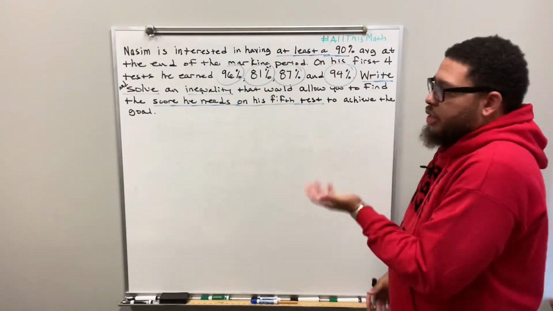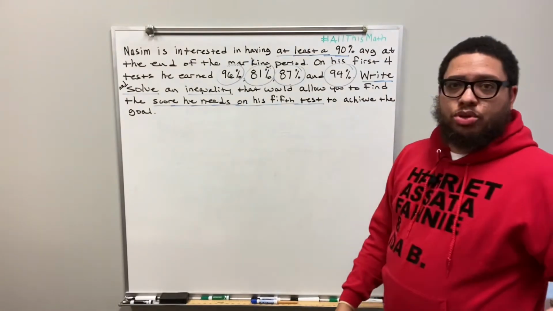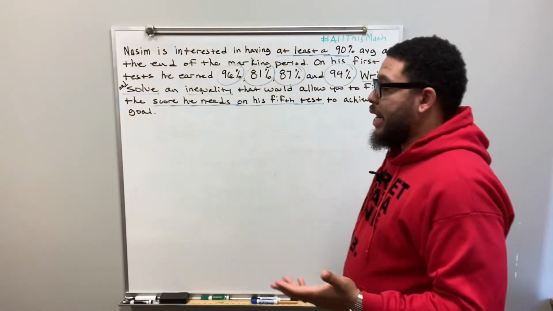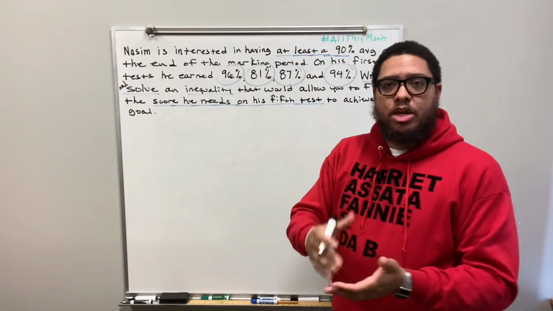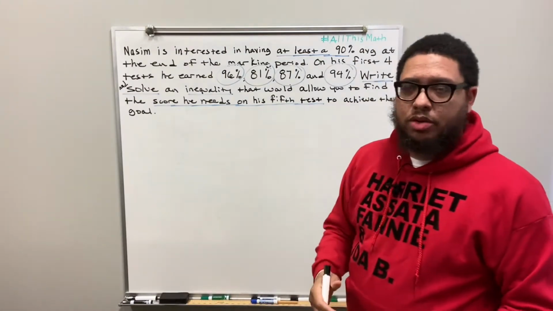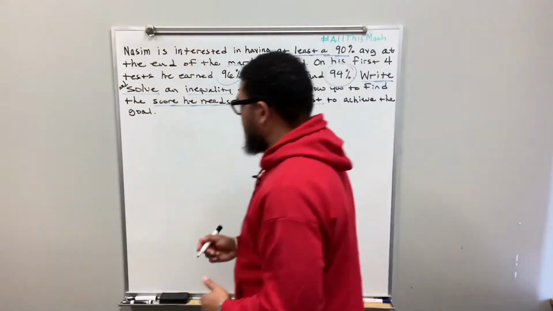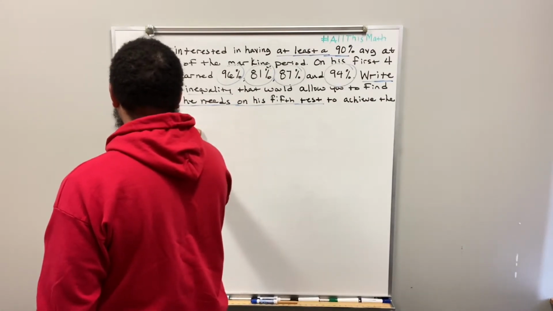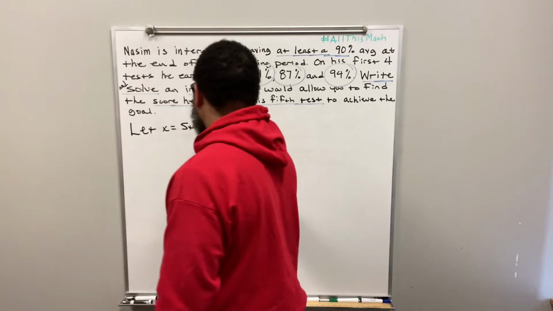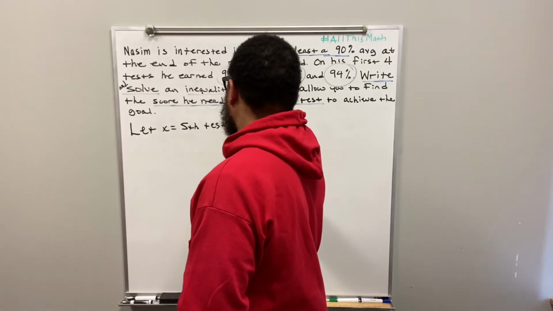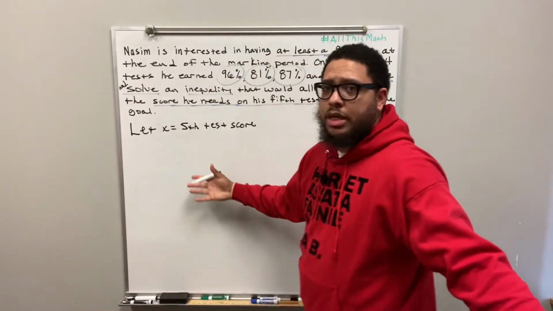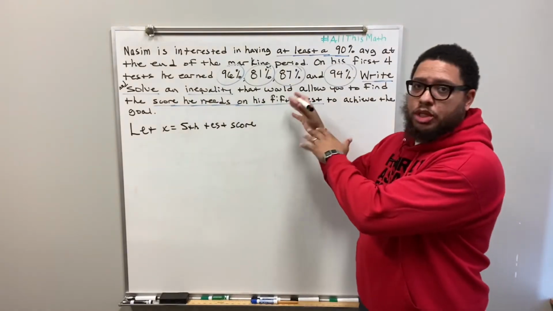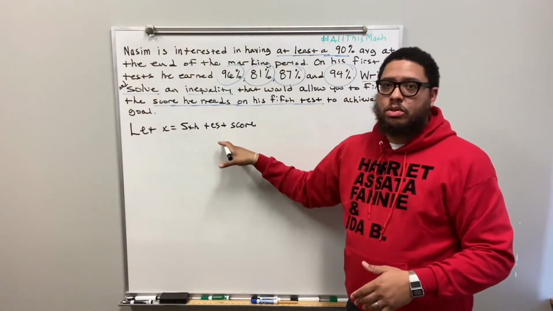Now the 5th score we don't know. So we need to, as usual, pick a variable for it. So I'm going to just call it X. I'm going to say let X equal the score in the 5th test, or the 5th test score. So let's write that down on your paper. So you say let X equal 5th test score. And we call it X because we don't know what it is. That's the whole purpose of us doing this problem, so we can figure out what X is equal to, okay?